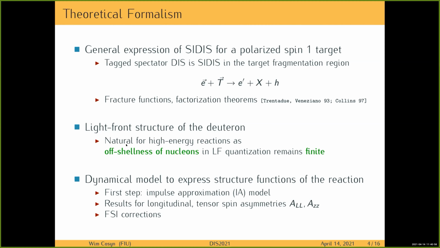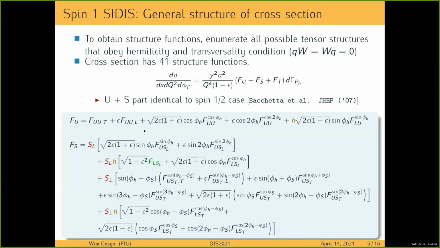As far as the nuclear structure part is concerned, we use light-front nuclear structure. This is natural for high energy reactions on nuclei because there the off-shellness of the nucleons, if you do light-front quantization, remains finite. This is opposite to the instant-form case: if you use regular time quantization, your off-shellness diverges in the high energy limit. So we need a dynamical model to express all the structure functions that appear in the cross section. The first step is an impulse approximation model, so no final state interactions. I'll show results for these observables, and then talk a bit about final state interaction corrections at the end.